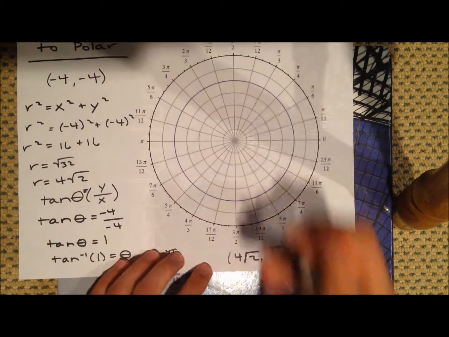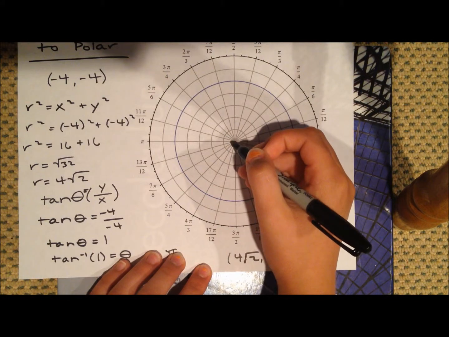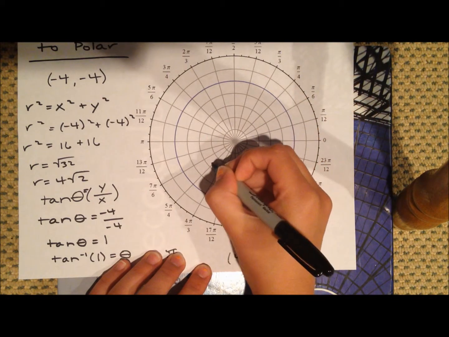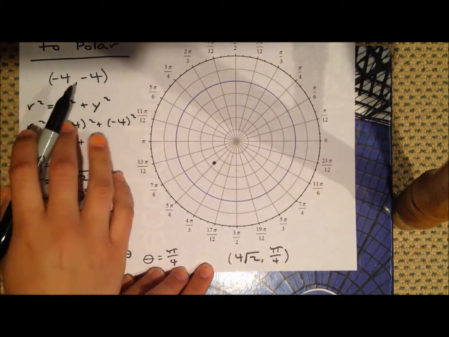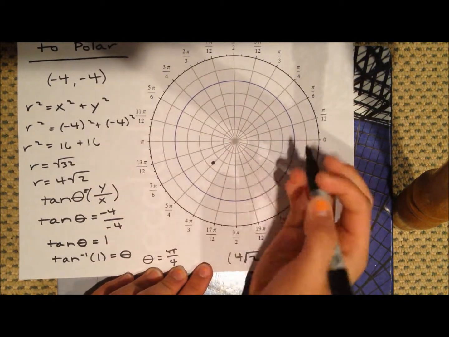And we can graph this by going pi over 4 and then going back 4 root 2, which is about around here. And you can check this by looking at your rectangular equation and saying negative 4 comma negative 4 is around here as well.